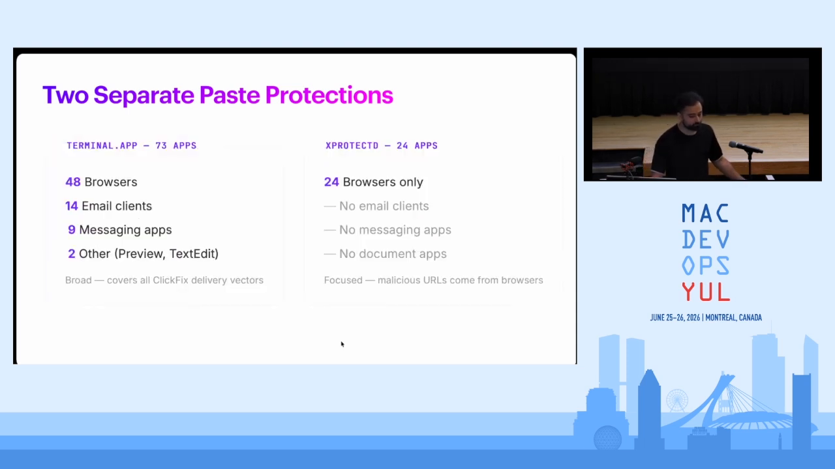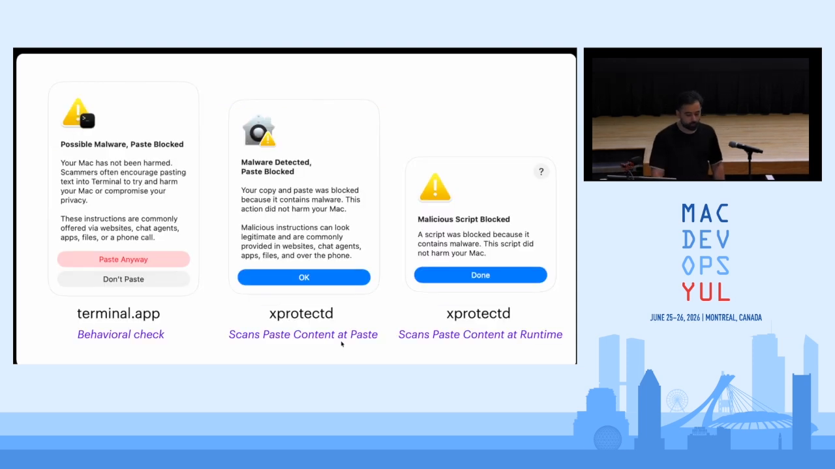The coverage is different too. Terminal watches like 73 different apps, emails, and messaging applications. XProtect D at the moment only has 24 different browser identifiers, but that's typically where malicious URLs will come from. I suspect Apple will expand that list in future updates. So that's the first two prompts.